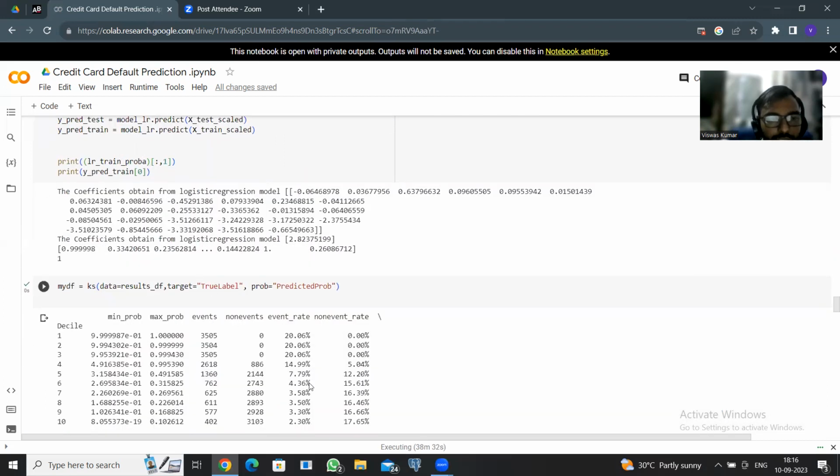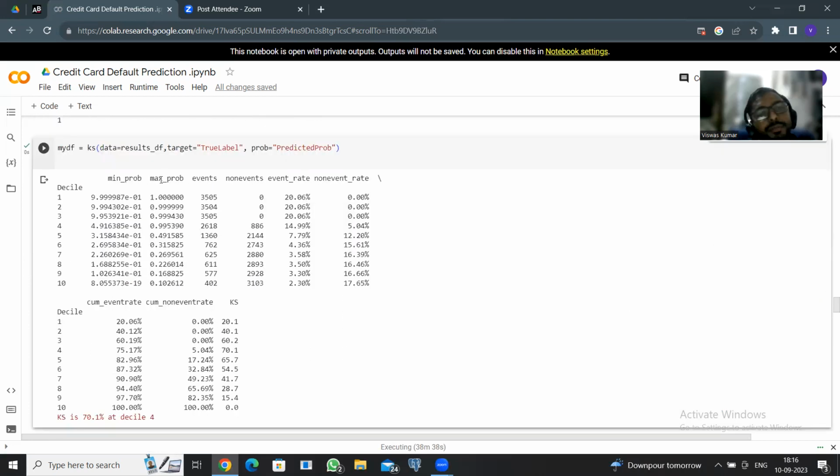So this is the KS table which I mentioned earlier. The data frame is equally distributed into 10 equal buckets with the minimum probability and maximum probability, and with the events. Events means the customer is going to default, meaning yes, or 1. Non-events means 0. The event rate is calculated with 3,505, the total number of events, so it is 20%, and the non-event percent is 0. From the KS table, we can see where it can start segregating the events from the non-events.